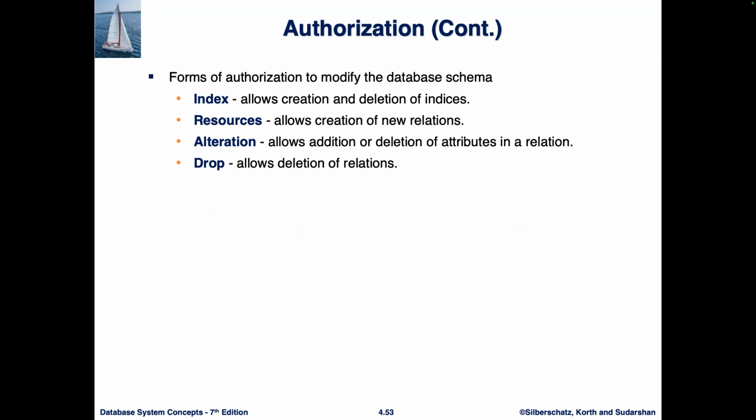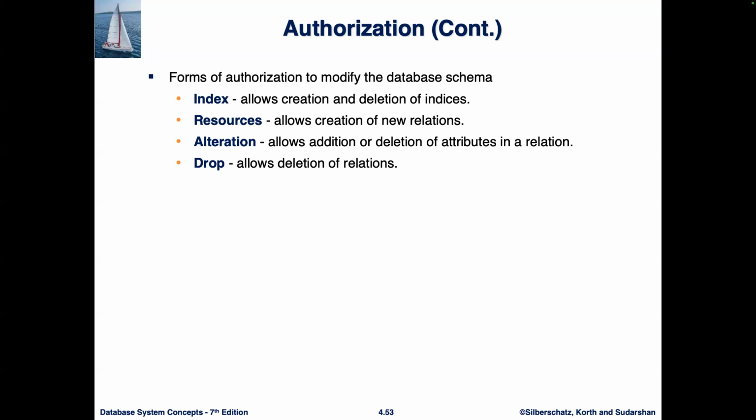Index allows users to create and delete indices on a table. Indexes improve query performance, and with this privilege, a user can manage those indexes. Resource allows a user to create new tables or relations in the database. This is useful when you want to give users the ability to define new structures. Alteration allows users to add or remove attributes, columns, in an existing table. This is especially useful when the database structure needs to be updated with new fields.